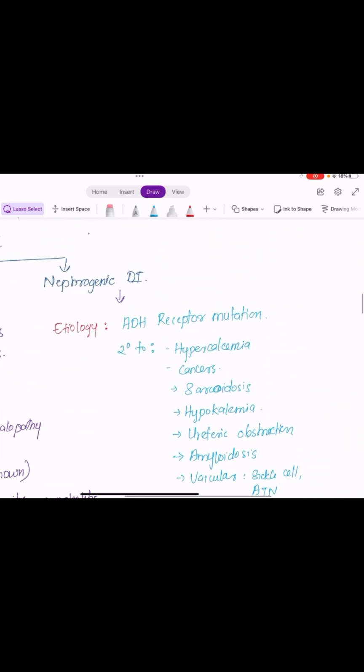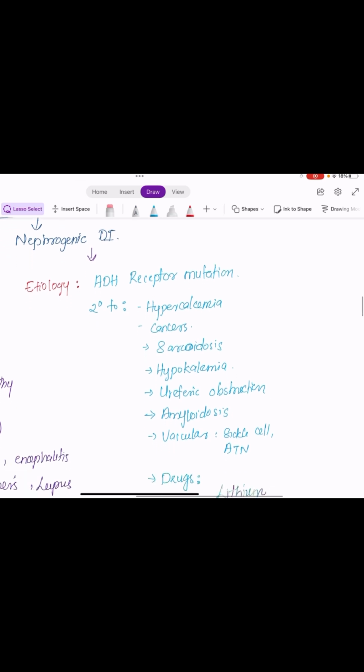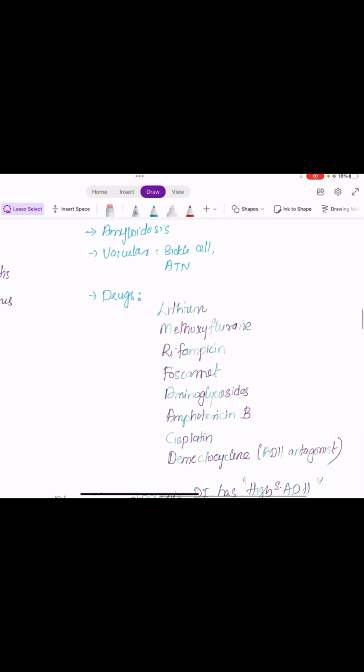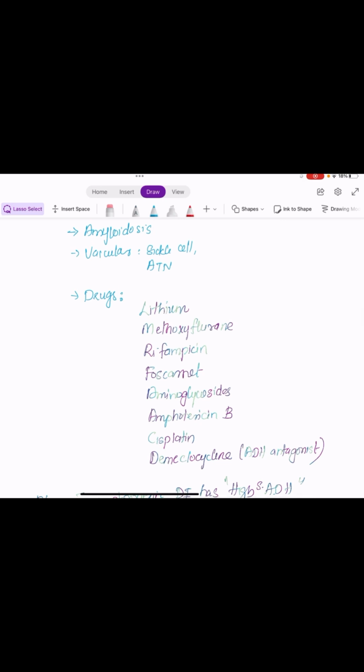What are the causes of nephrogenic DI? The main cause is ADH receptor mutation, or it could be secondary to hypercalcemia, cancers, sarcoidosis, ureteric obstruction, amyloidosis, vascular causes like sickle cell, acute tubular necrosis, or it could be secondary to certain drugs like lithium, methoxyflurane, rifampicin, foscarnet, aminoglycosides, amphotericin B, cisplatin, and demeclocycline, which is an ADH antagonist. Patients with nephrogenic DI have high serum ADH levels.